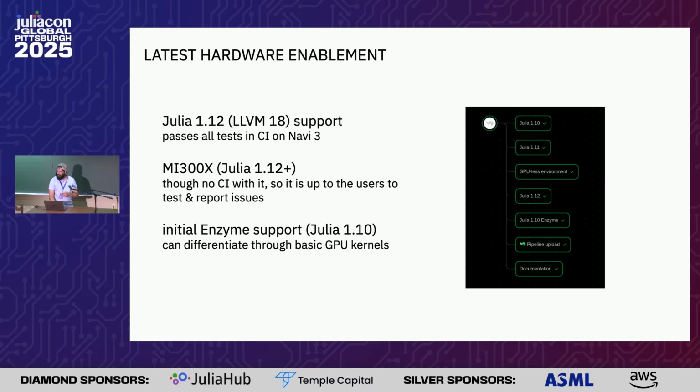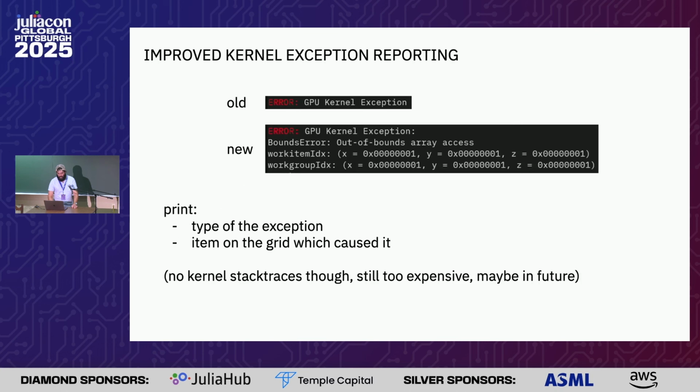Hardware enablement: we now have Julia 1.12 support and thus newer LLVM, which is great for performance and hardware support. We support MI300X, although if anyone from AMD or wherever wants to provide some GPUs for CI, we would love that, or really anything that you can provide. Additionally, there's initial Enzyme support, although there's still some work to be done there, so you can differentiate through AMDGPU kernels.